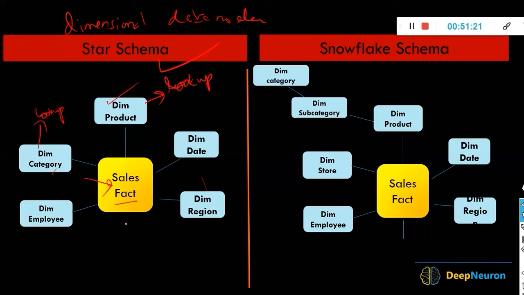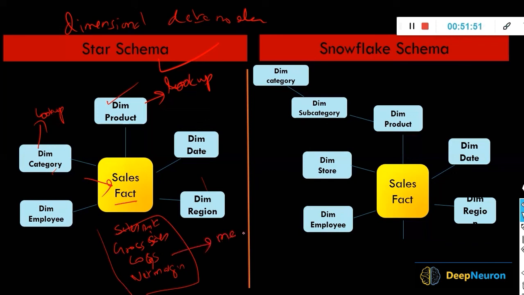What is a fact? Facts are nothing but numeric values. For example, you have a measure called sales amount, and then you have gross sales, and then cost of goods sold, COGS, gross sales, and net margin. These are all numerical variables. You just think that the numerical variables are called your measures. The fact table will have the numerical measures.